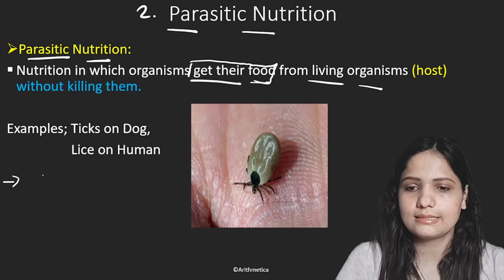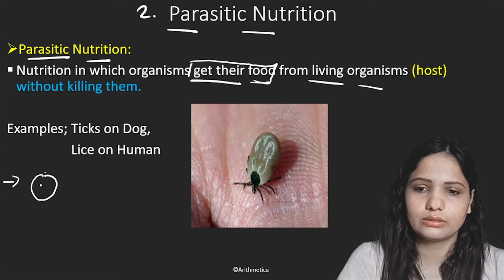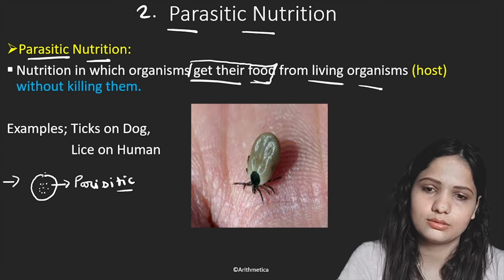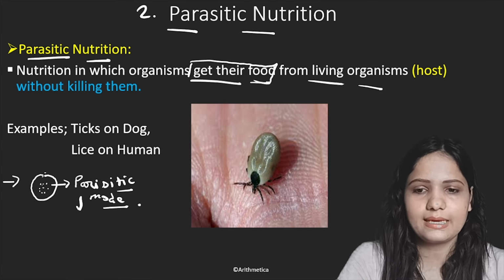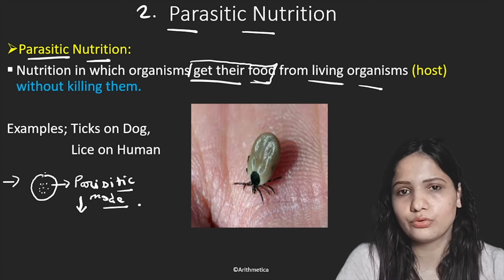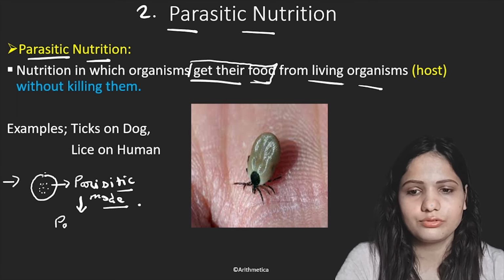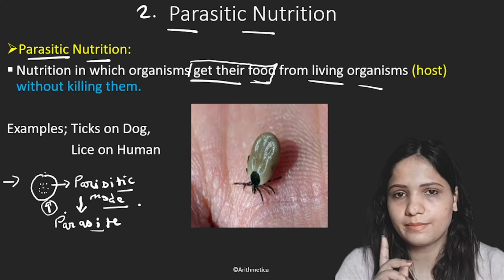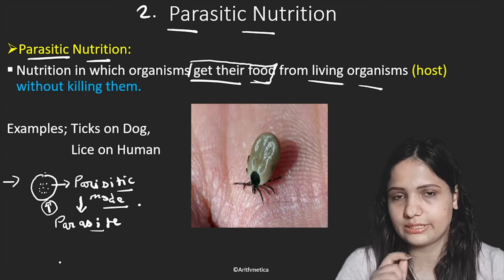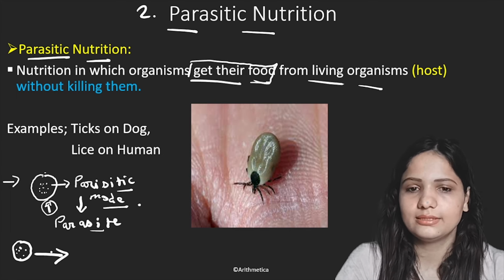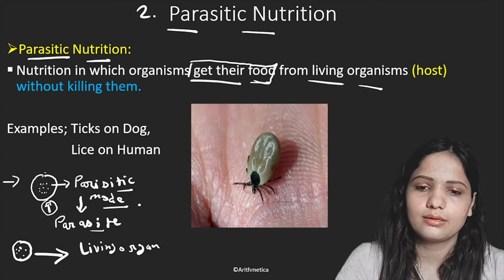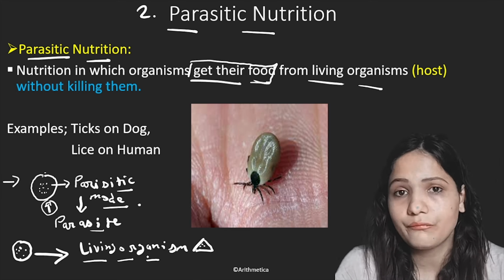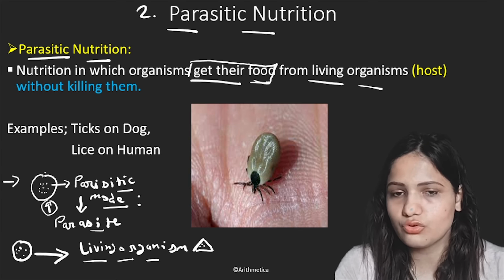Now, what is a host? Let's say this is the organism which shows the parasitic mode of nutrition. We can say that this organism which shows the parasitic mode of nutrition is a parasite. We can use this term parasite for this organism. What is a parasite? A parasite is an organism which shows the parasitic mode of nutrition. This parasite will get its food from a living organism. Let's say this is the living organism, and this living organism from which the parasite gets its food is known as the host.